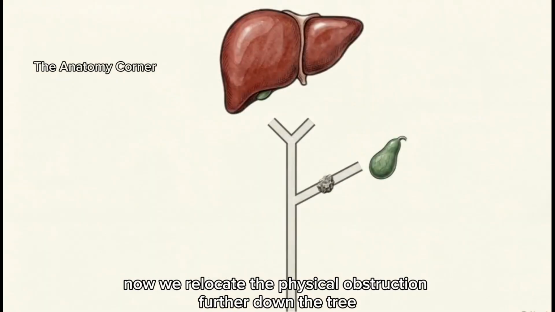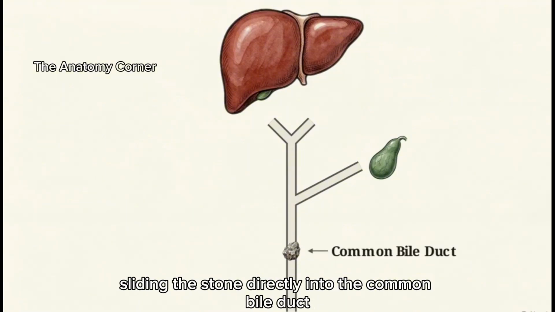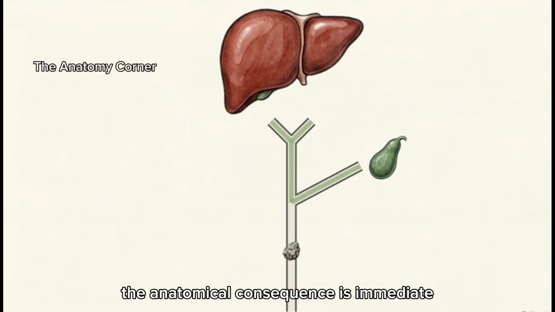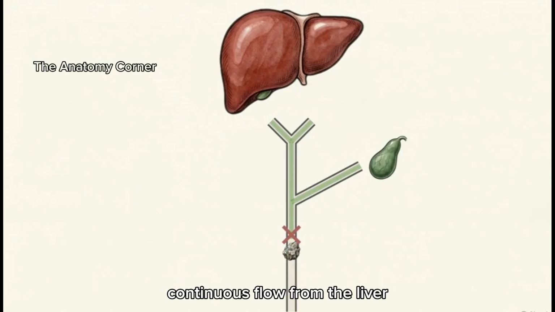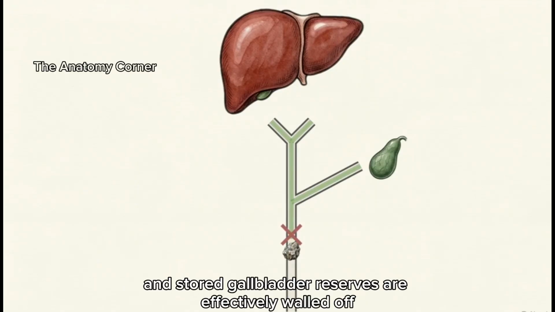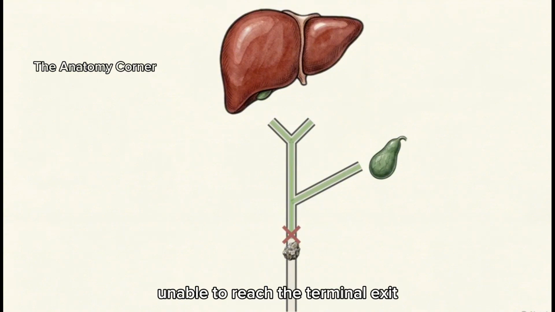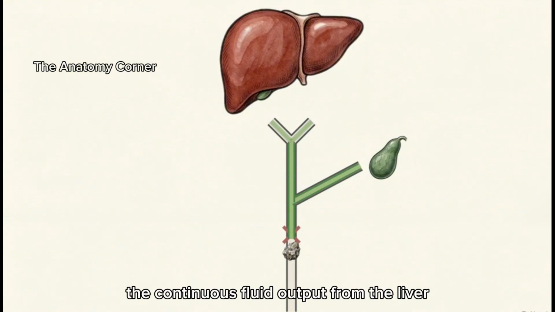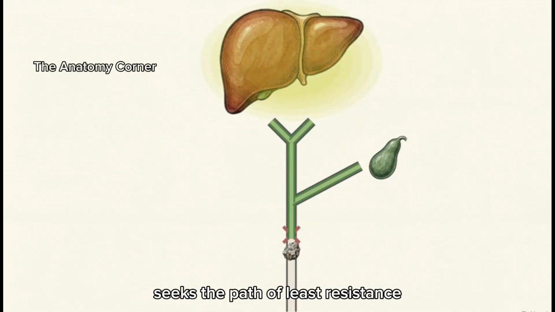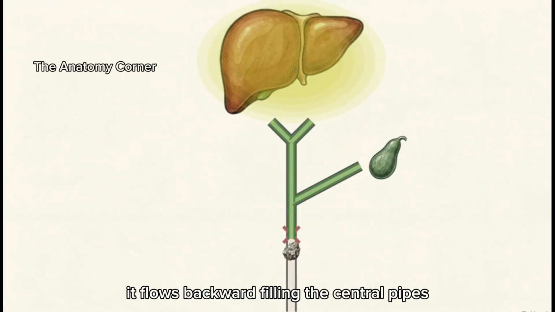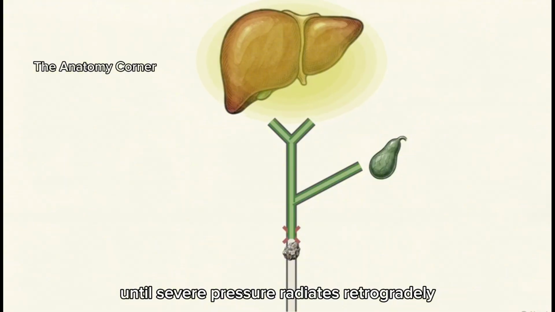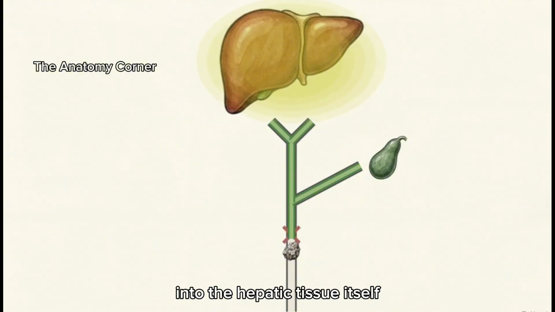Now, we relocate the physical obstruction further down the tree, sliding the stone directly into the common bile duct. The anatomical consequence is immediate. Continuous flow from the liver and stored gallbladder reserves are effectively walled off, unable to reach the terminal exit. With the downward exit blocked, the continuous fluid output from the liver seeks the path of least resistance. It flows backward, filling the central pipes until severe pressure radiates retrogradely into the hepatic tissue itself.